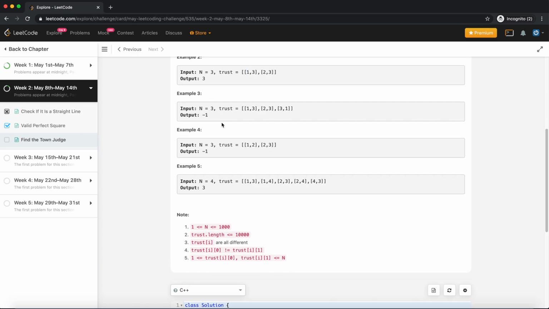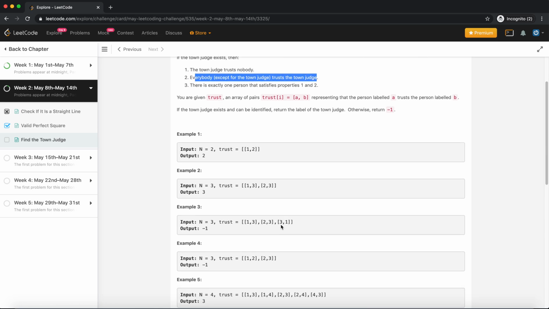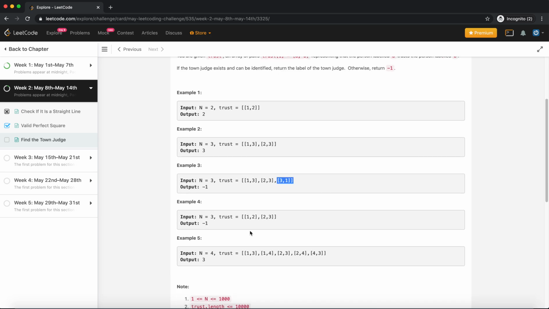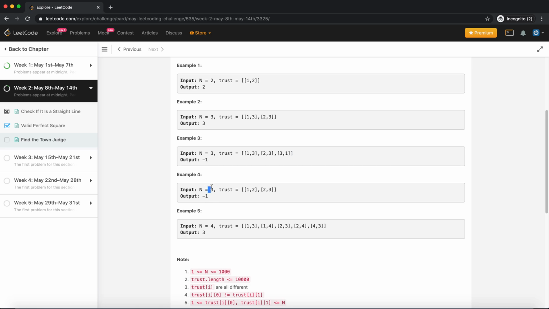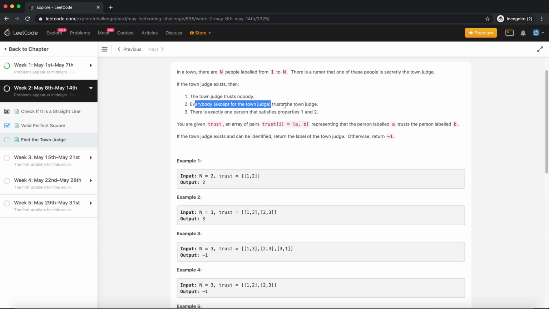Similarly, n equals 3, we have 1, 2 and 3, three people in town. Now 1 comma 3 and 2 comma 3 means 1 and 2 trust 3, so that satisfies our condition 2. But as soon as we see 3 comma 1, which means the town judge was supposed to be the third person but he's trusting 1, this negates the first property, because the town judge can't trust anyone. So because of this, we return -1. Similarly, in this case, n equals 3, 1 trusts 2 and 2 trusts 3, right? So we didn't get the majority vote for 2 or 3, so this condition was not satisfied.